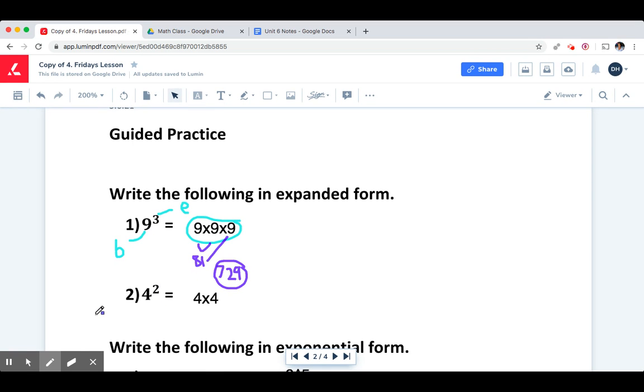Next, we were given 4 to the power of 2. 4 is our base, 2 is our exponent. That means 4 is being multiplied by itself 2 times. The expanded form would be 4 times 4. 4 is being multiplied by itself twice. If we were to solve, the answer would be 16.